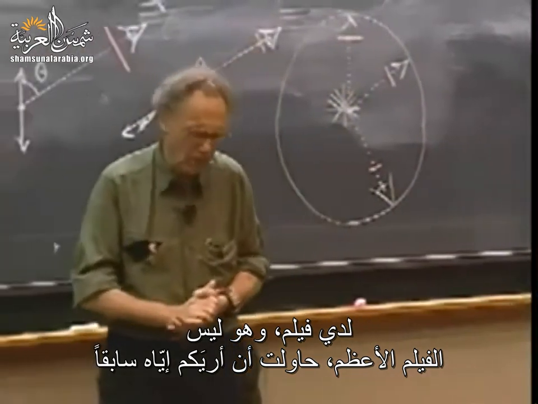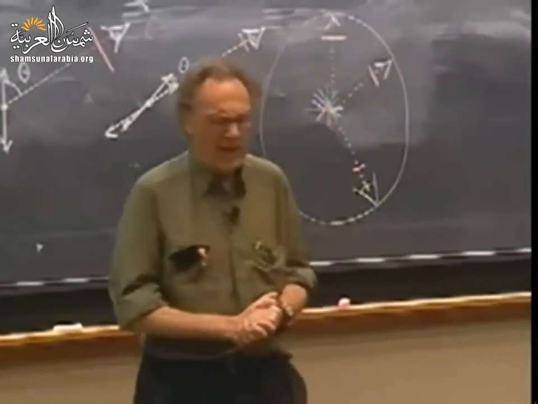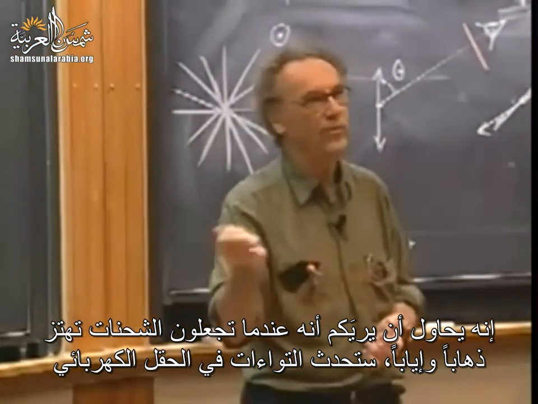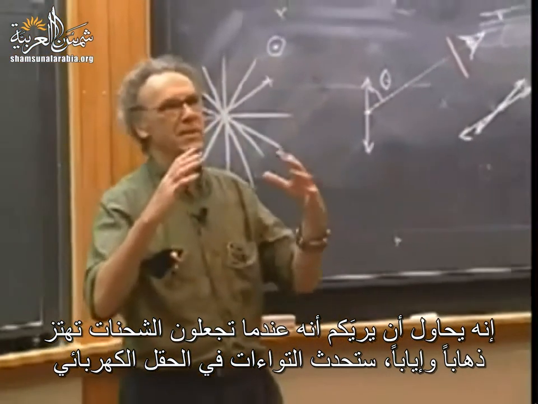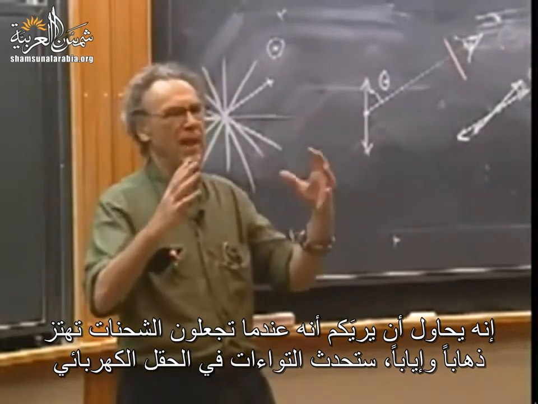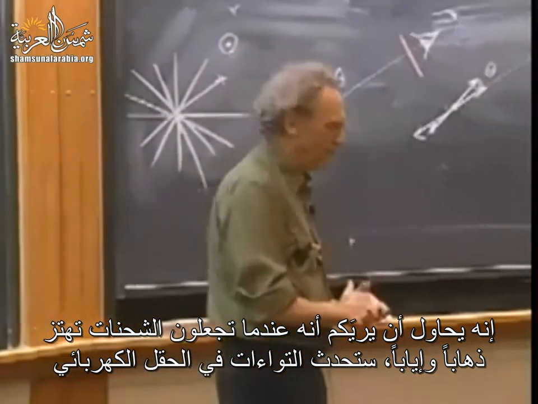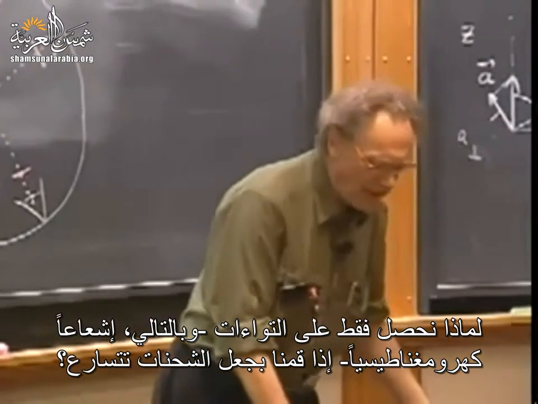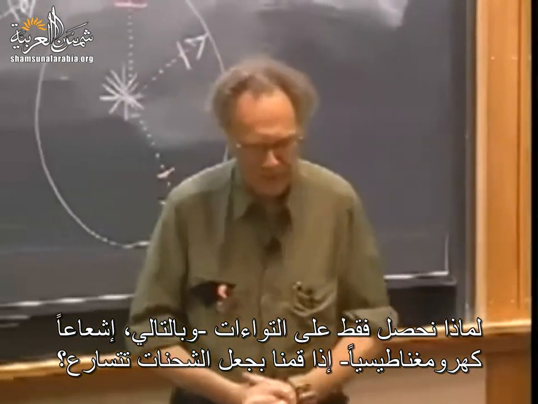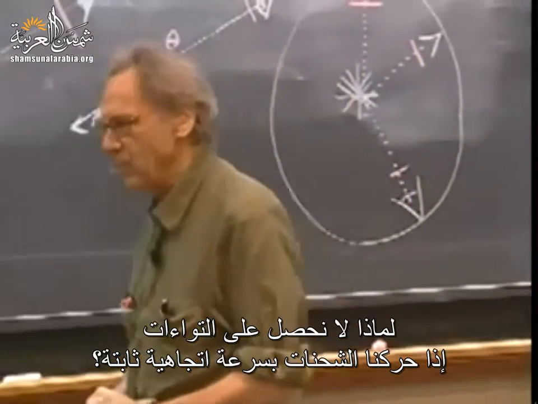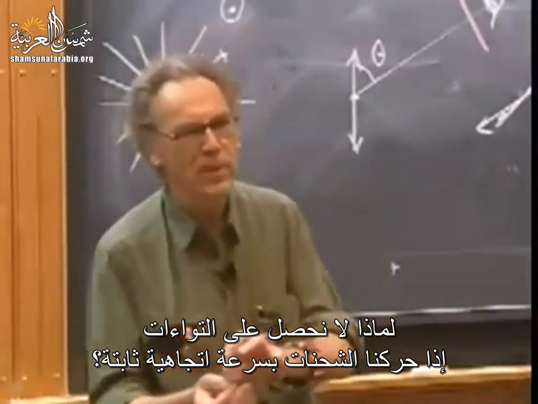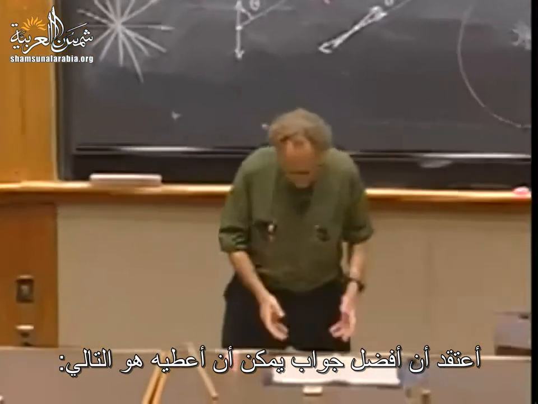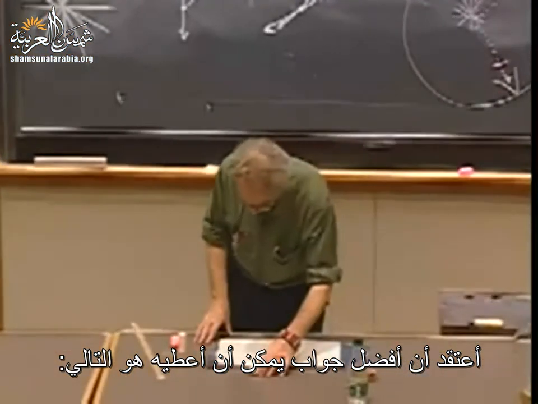I have a movie which is not the greatest movie. I tried to show this to you earlier. It's trying to make you see that when you oscillate charges back and forth, something happens in the E field, that you get in the E field kinks. And students have asked me more than once, why do you only get kinks, and therefore electromagnetic radiation, if you accelerate them? Why don't you get kinks if you simply move them with a constant velocity? And I think the best answer that I can give is the following.